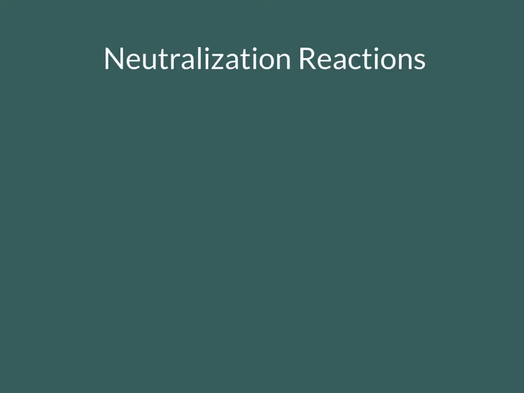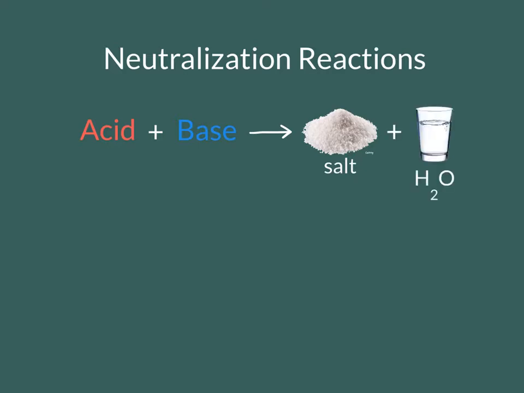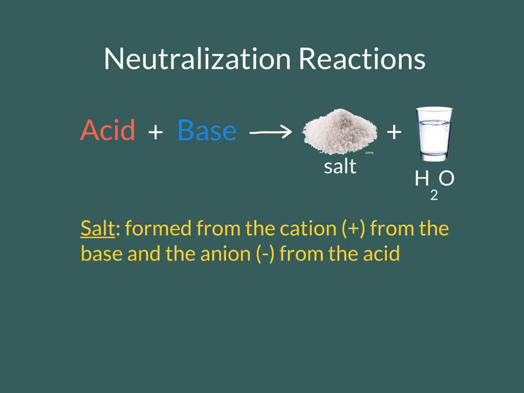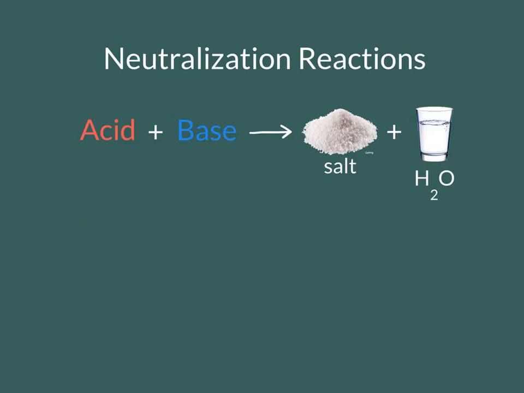The first thing to understand for this section is that a neutralization reaction is the reaction between an acid and a base that produces a salt and water. But in this case, a salt doesn't necessarily mean the table salt that we're most familiar with, NaCl, sodium chloride. In this case, a salt is actually formed from the cation from the base and the anion from the acid. So let's take a look at an example.